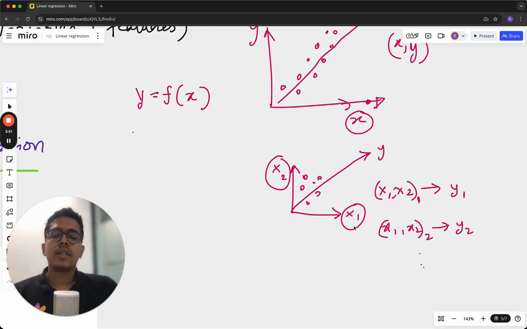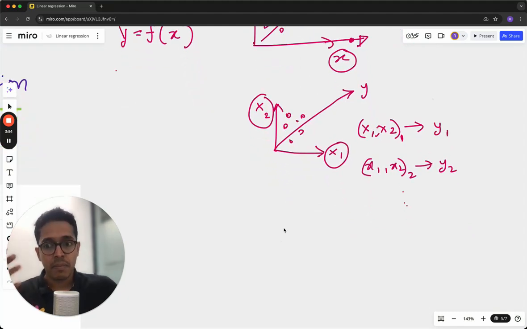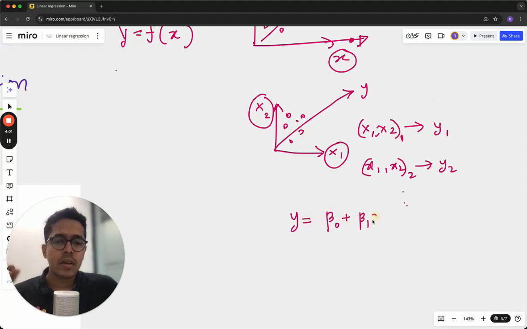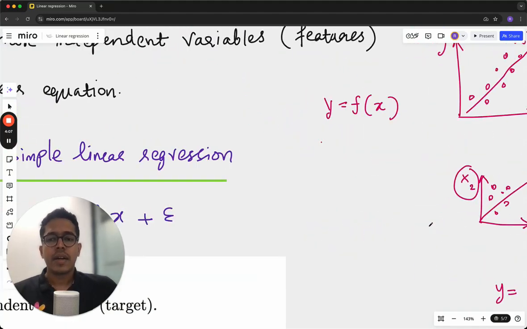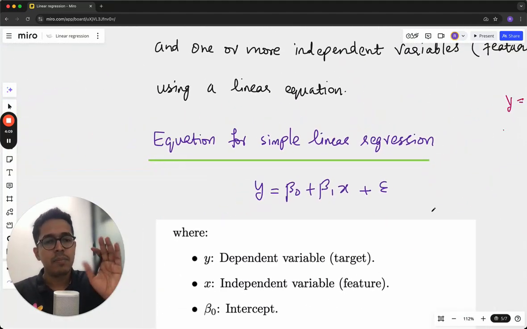And how does a plane look like in this case? It could be, for example, written as y equal to, let's say, beta naught plus beta 1 x1 plus beta 2 x2. And this is the equation of a plane. All right, so now let's get back to the equation for simple linear regression.